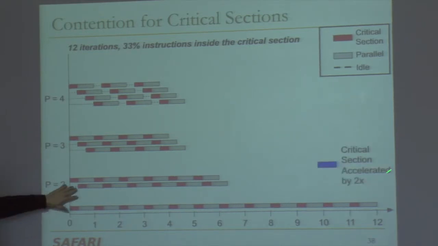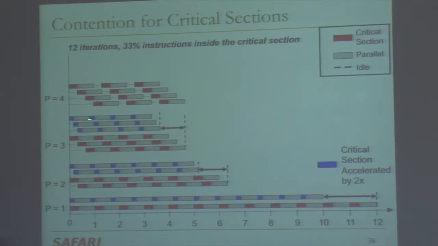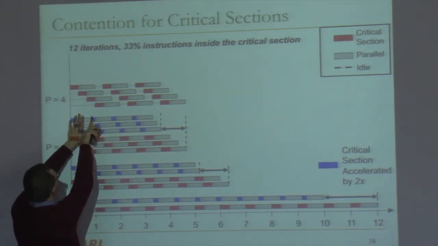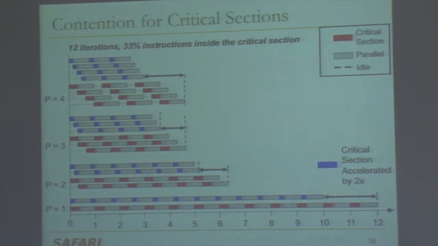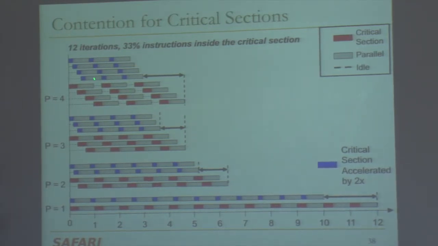Now, let's assume we can accelerate critical sections by 2x. What will happen? If you do this, single thread performance will improve. That's good. But two thread performance will also improve. Now your critical sections are smaller. Three thread performance improves. And now the three thread version of the program is not bottlenecked by the critical sections. If you look at here, there's no thread that is executing a critical section at this point in time, which means that if you add one more thread, now your performance improves, because you're really parallelizing those parallel parts that are not part of the critical section.